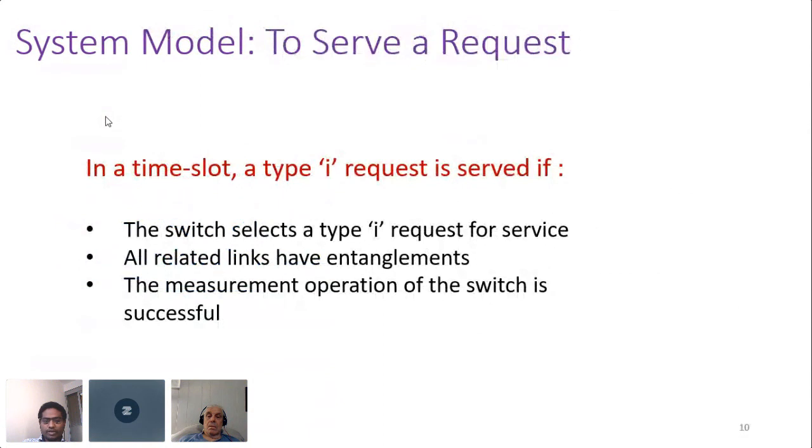Now, to serve each type of request, several conditions need to be met. For example, in order to serve a type i request, there are three conditions that need to be satisfied. First, the switch must make a decision to serve a type i request. Second, all the links associated with this particular type of request must have primary entanglements. And the third is that the entanglement swapping operation, that is, the measurement operation done by the switch, must be successful. This is also a probabilistic operation, and this third step must also be successful in order to serve a particular type of request.